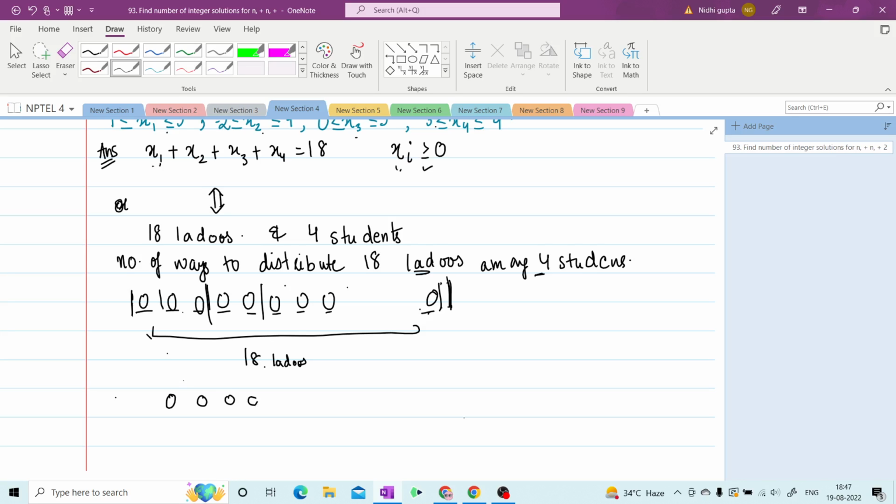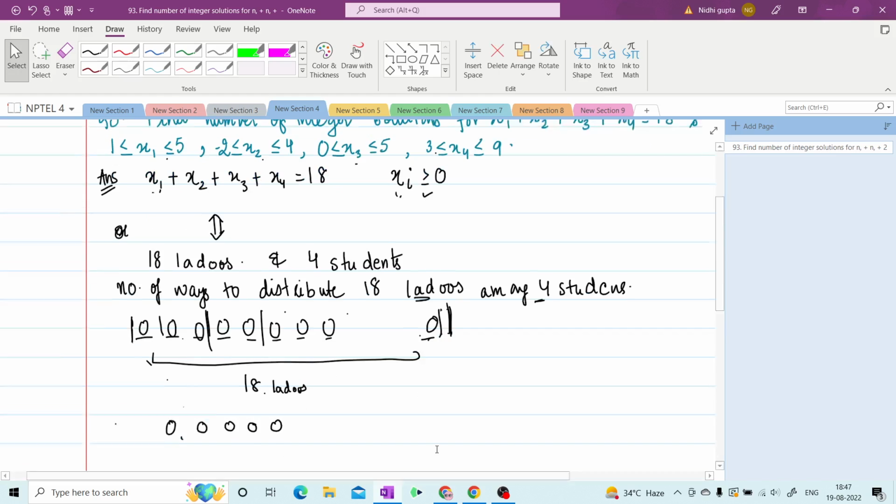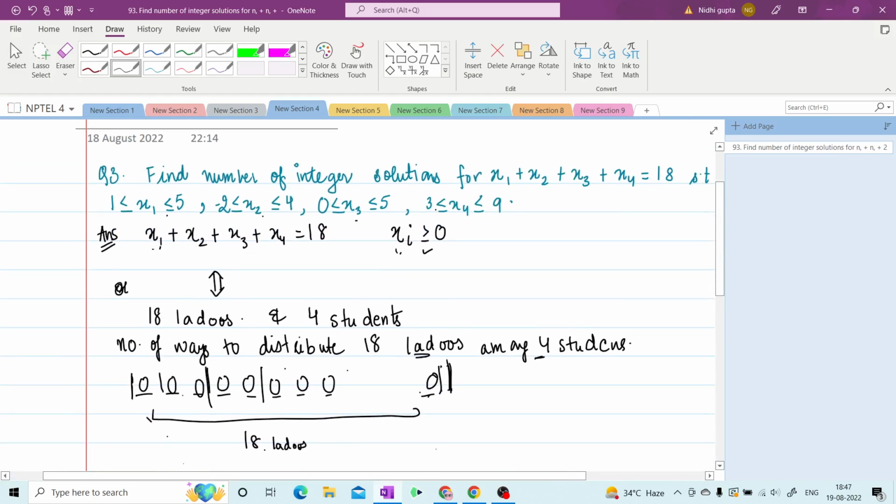I have a doubt, ma'am. But here, range is also given, ma'am. Yes, range is also given. Yes, I know that. So I'm saying, if there was no range, if no range is given, then what will be the answer? First, what will be the answer if no range is given?